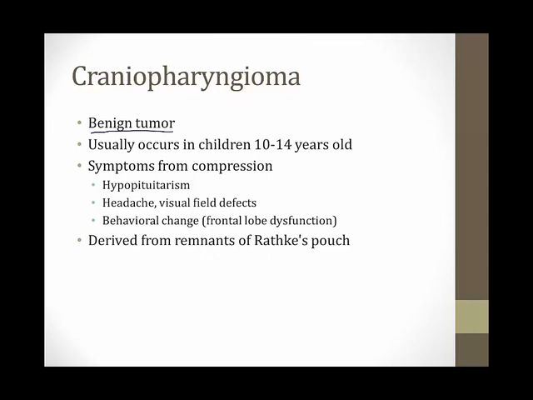Craniopharyngioma is a benign tumor that occurs in children 10 to 14 years old, and it's derived from Rathke's pouch, that embryologic structure that grows from the mouth. And this is one of the most important things you need to know for Step 1.